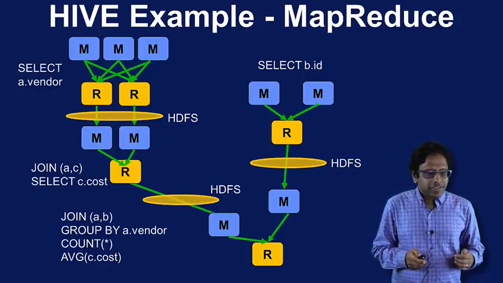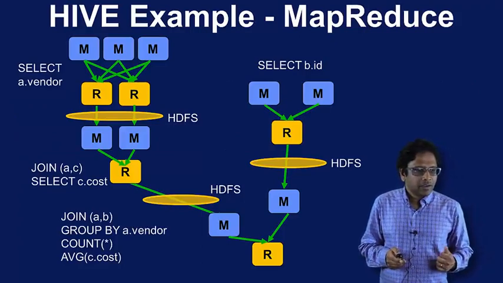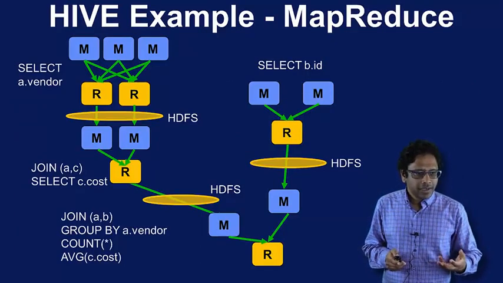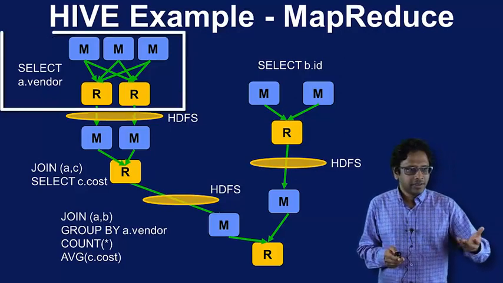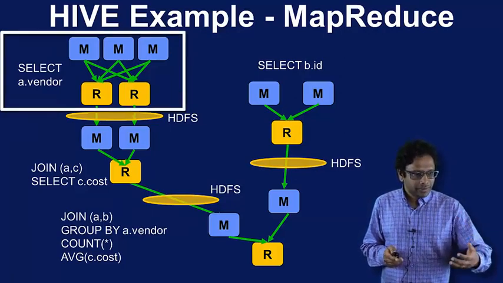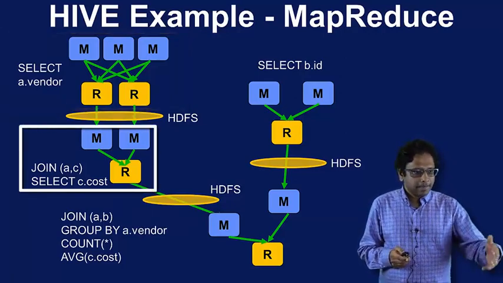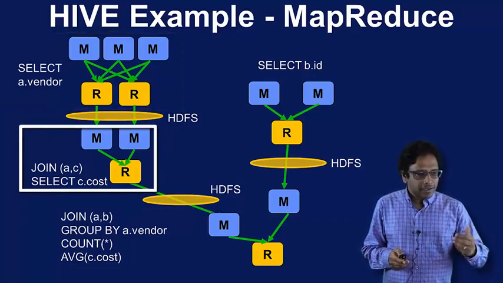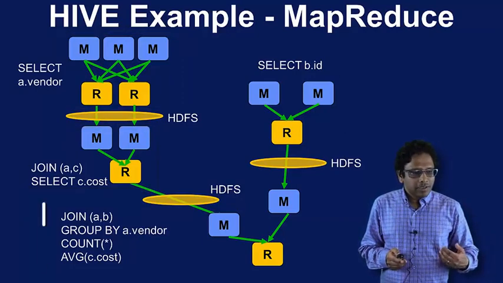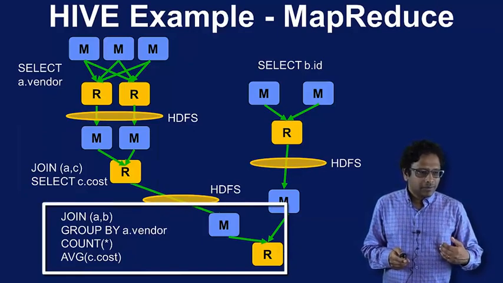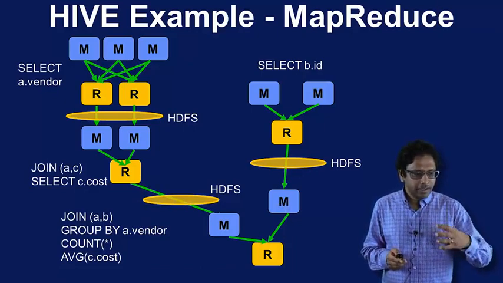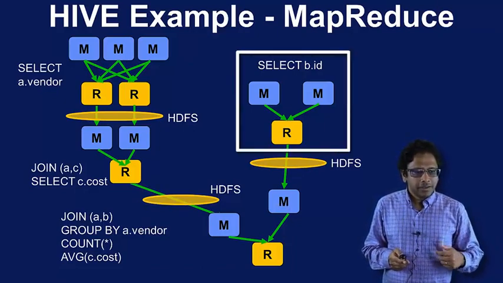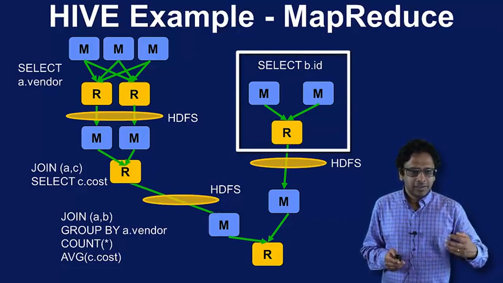So if you had written this in the original Hive MapReduce implementation, this would have turned into a bunch of MapReduce jobs. You would have a job for the select A.vendor, a job for the join A and C and selecting the cost, and then another join at the end, taking the data from B and A and then joining. And then there's a selection task from table B.